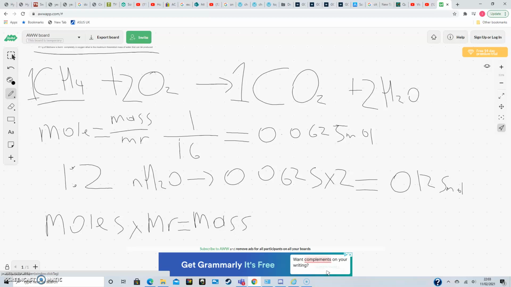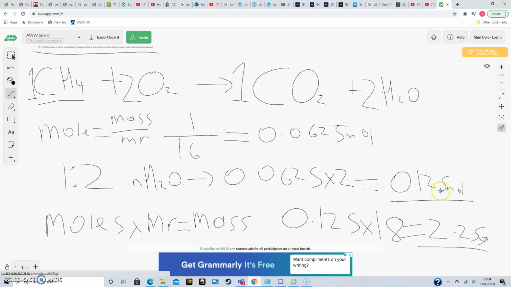Now, we have the moles of the water right here, so 0.125 times the Mr of water. Now, for the Mr of water, there are 2 hydrogens, so that's 1 times 2, which is 2, and oxygen has an Mr of 16. 16 plus 2 is 18. So 18, and the answer to this is 2.25 grams. And that's the answer.